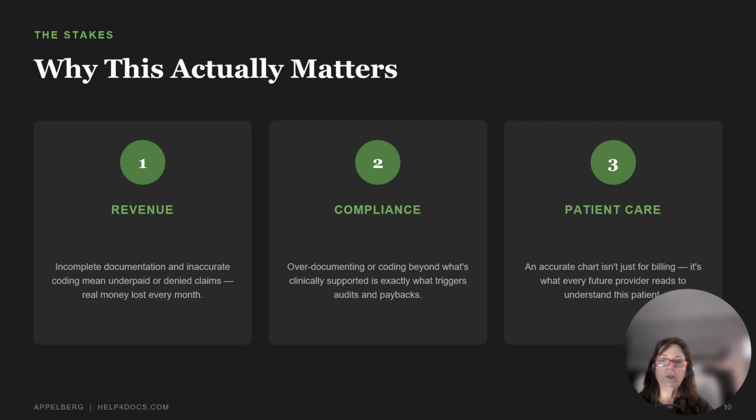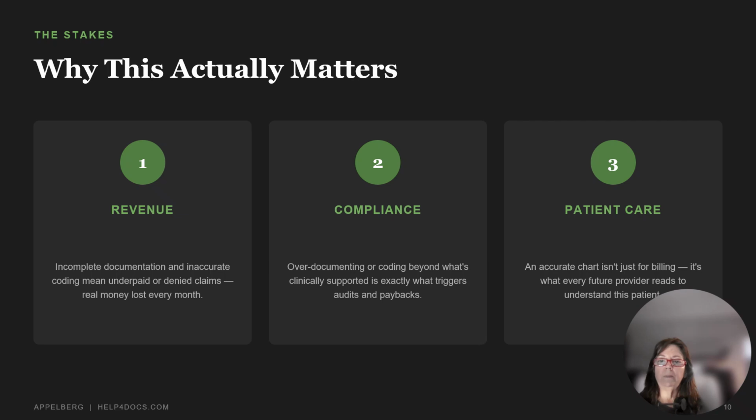The second one is compliance. On the flip side, overzealous documentation or coding that isn't clinically supported is exactly what triggers those government audits, and they don't even have to be triggered anymore. They've ramped up their auditing capabilities to a point where everyone can just expect an audit.